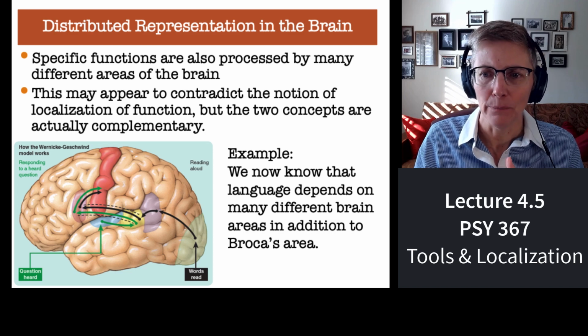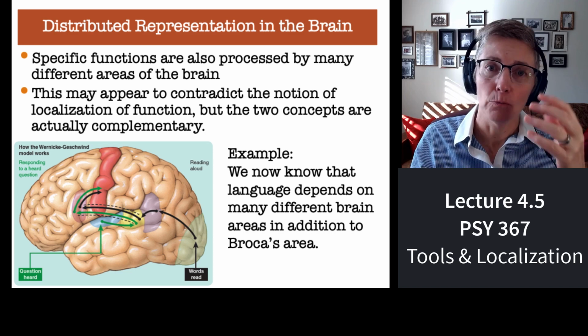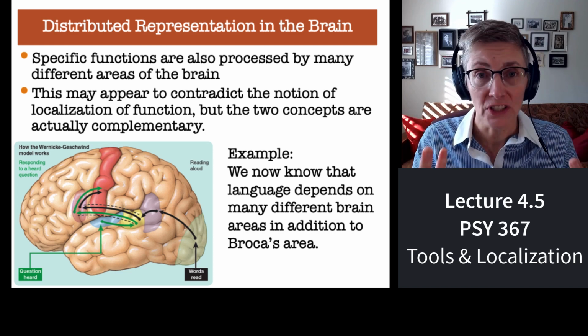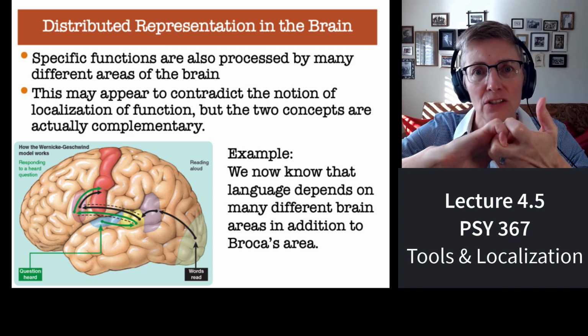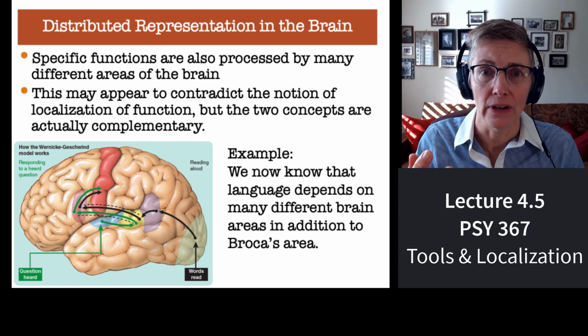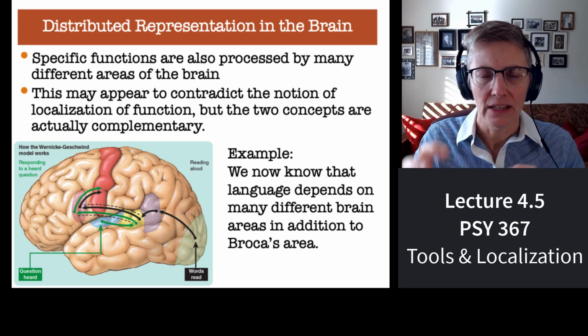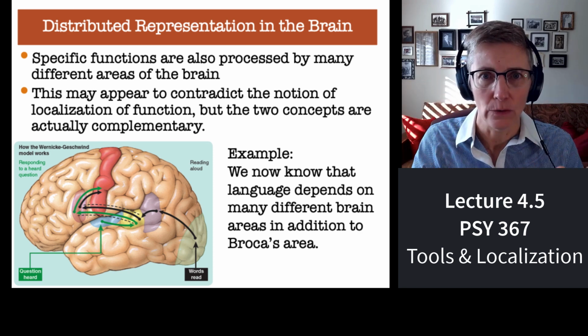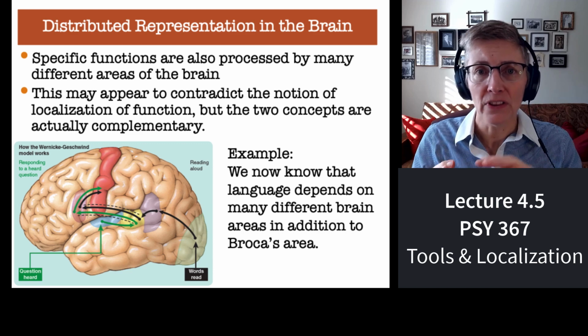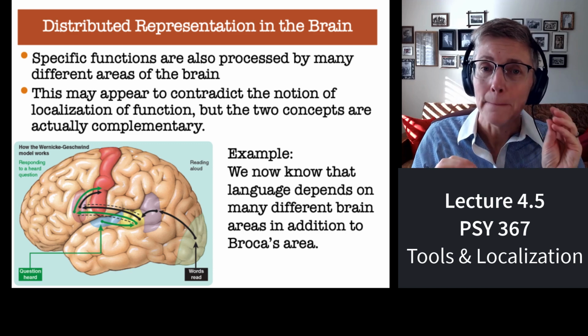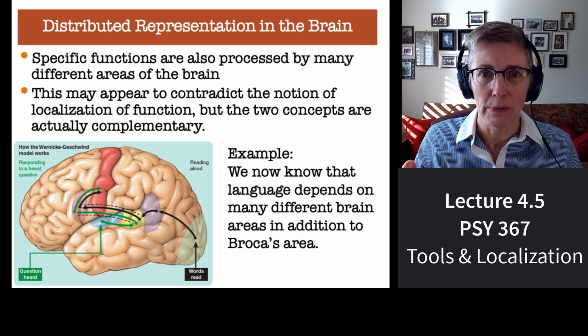So, for example, we now know that Broca's area and Wernicke's area work together. There are a lot of connections between the two and a few other areas, and it's the whole network together that gives rise to language. So you can refer to things both as localized, but also as distributed, right?